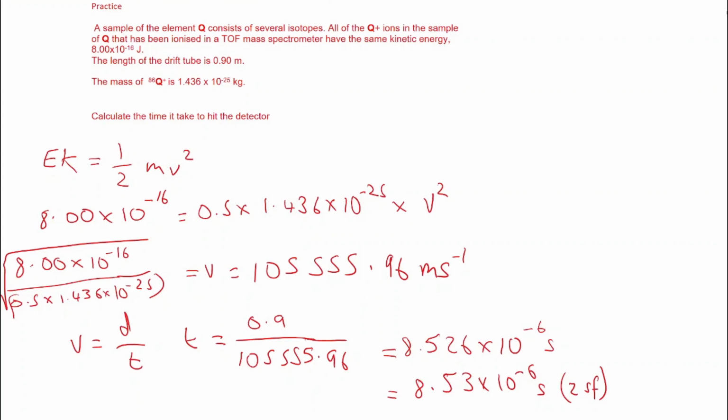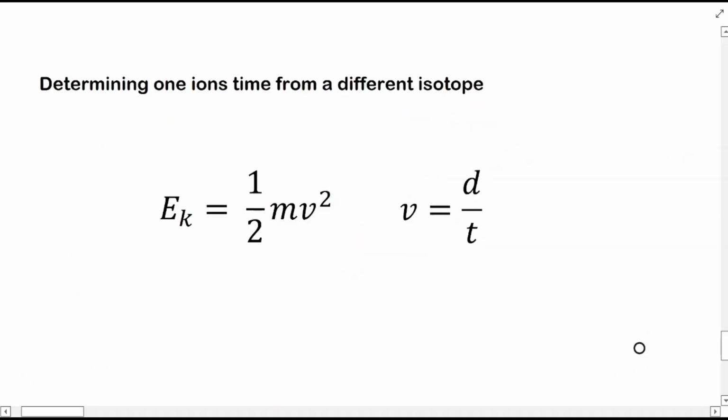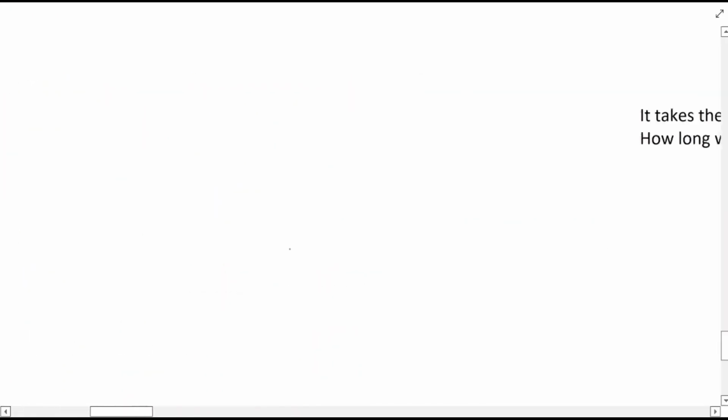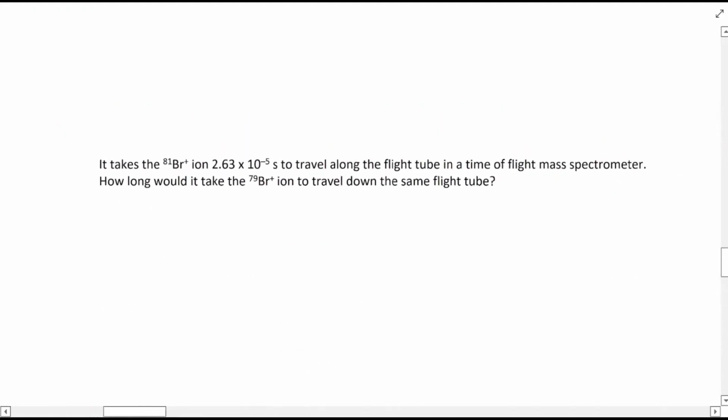Well done. Now, we're going to do our final bit of calculation, which involves a little bit of ratios. The final way they can ask you some more tricky maths involving this topic is by giving you information about one ion's time and asking you to find the time it takes the other isotope to travel the same tube. So we're still going to use the same two equations. I've got an example over here. Let me zoom out a little bit.